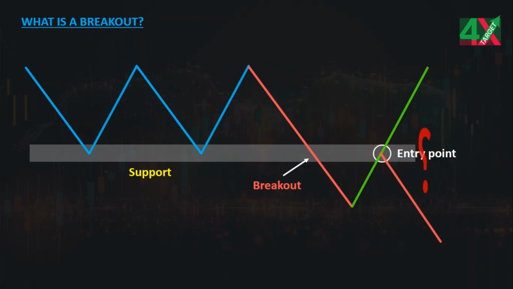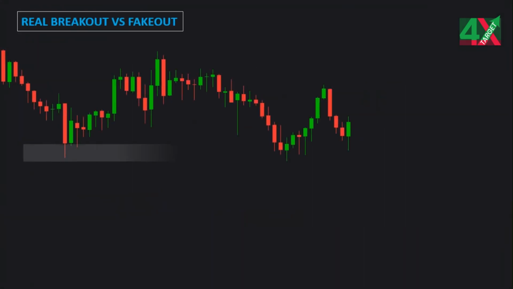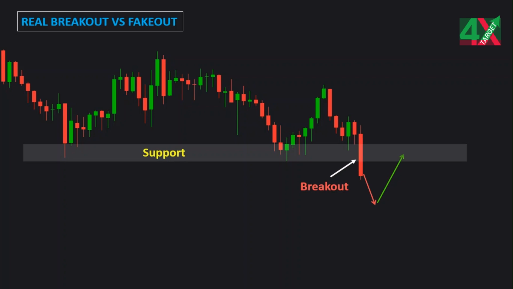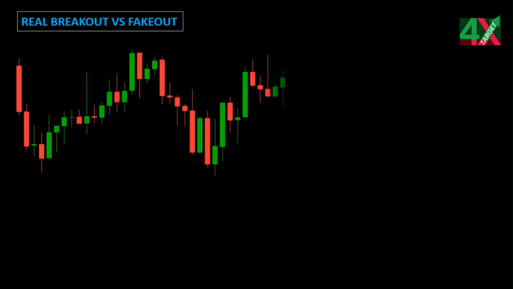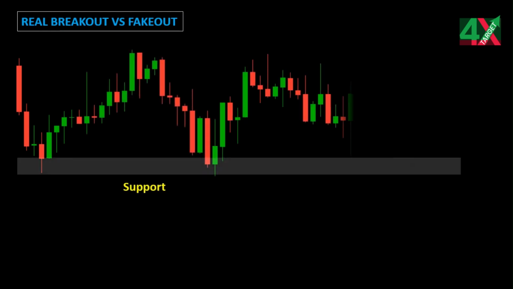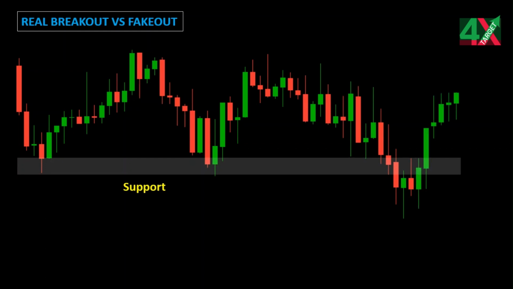Now that we understand what a breakout is, it's essential to recognize that not all breakouts are created equal. A real breakout shows strong price momentum, often supported by rising volume and consistent follow-through. In contrast, a fakeout, or false breakout, occurs when price briefly breaks a level but then quickly reverses, trapping traders who entered too early. Recognizing this difference can be the line between profits and frustration.